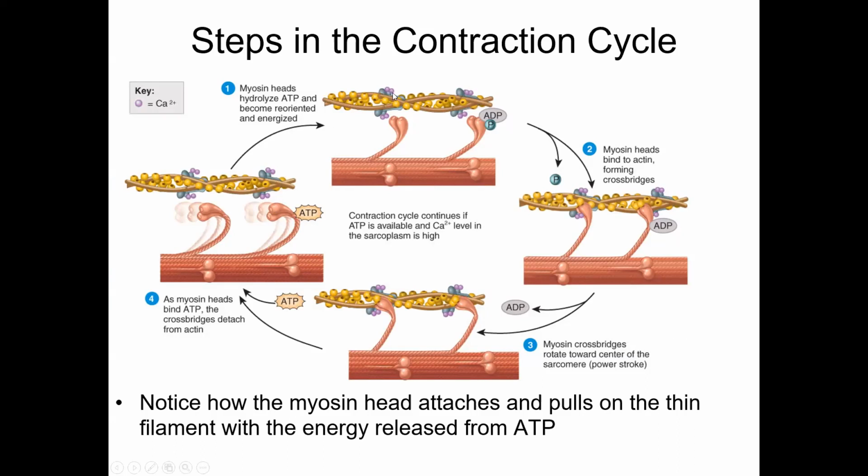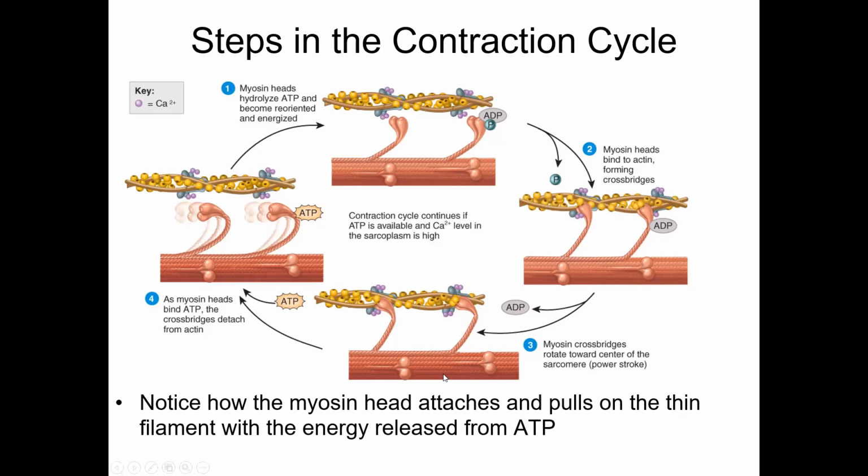When there is calcium on the troponin, the myosin head groups will stick to the actin. Here is the binding of the myosin head group to this yellowish actin here. Here is the pulling action. This step 3, the pulling action itself, is called a power stroke.